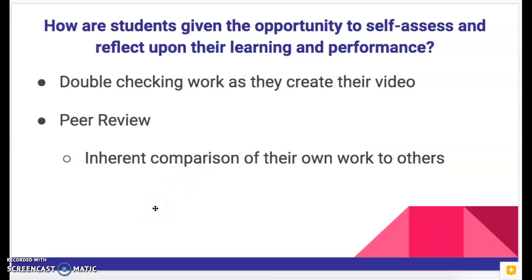How are students given the opportunity to self-assess and reflect? This is one that I definitely, in the next slide, I'll be talking about as a way to improve for the future. So really, I didn't have many ways for them to self-assess. Essentially, they were double-checking their work as they created their video, and working with partners helped to balance that out. And then in the peer reviews, this was more of an internal inherent comparison, right? Where they are comparing their own work and thinking, wow, this person did it this way. Maybe in the future I could do it that way as well, and that might improve my overall quality.